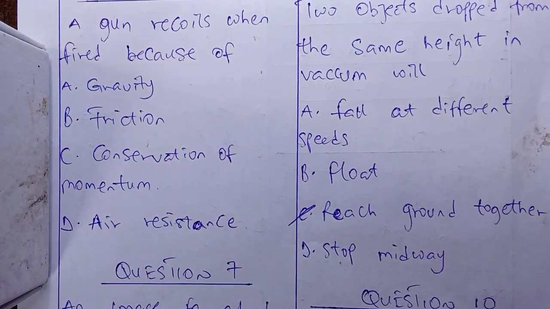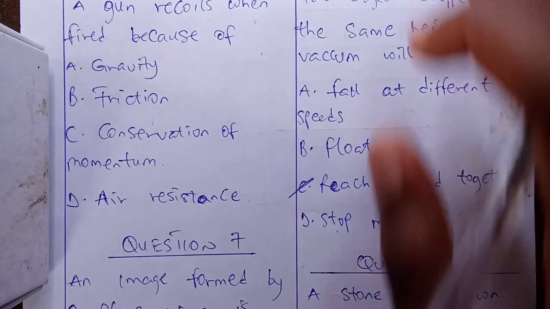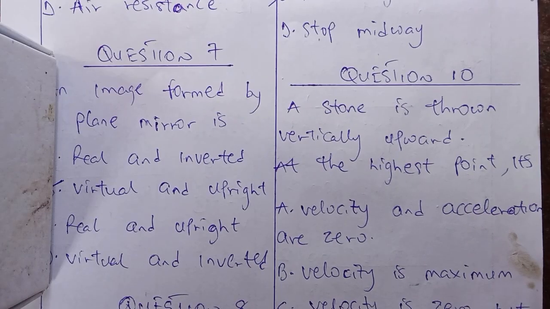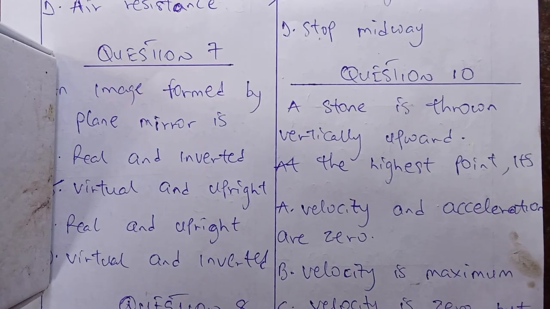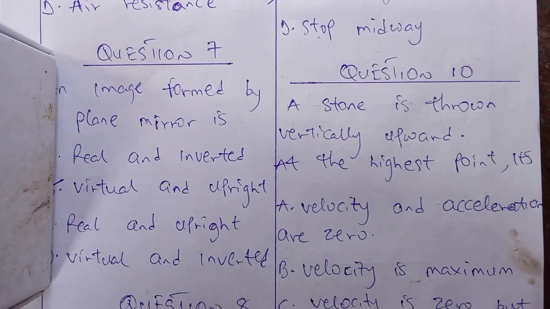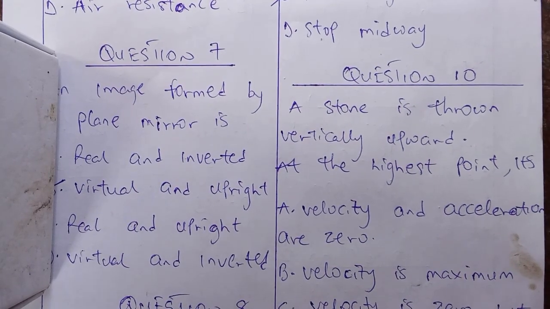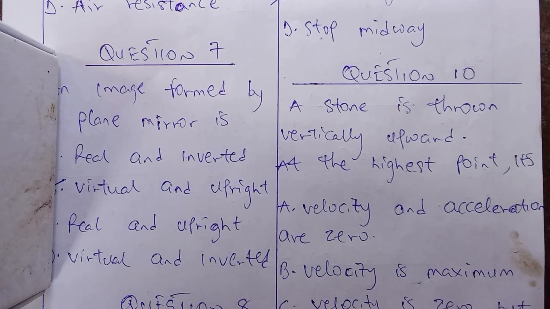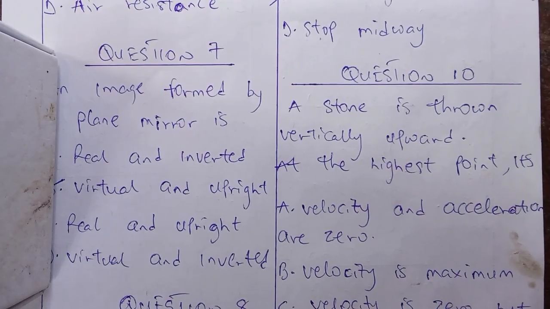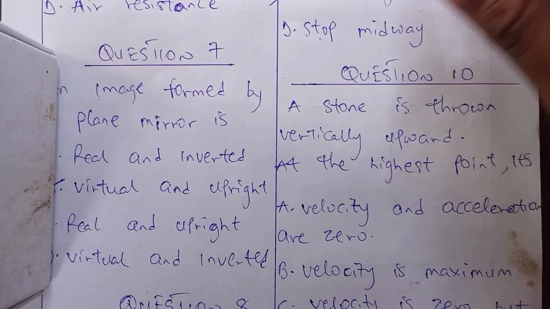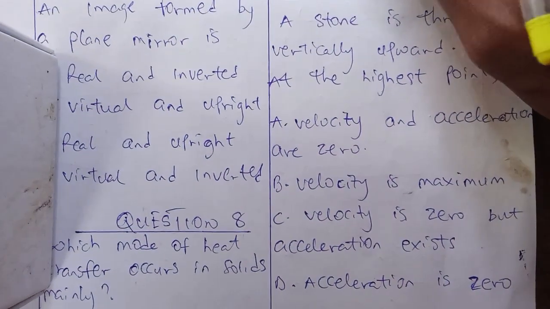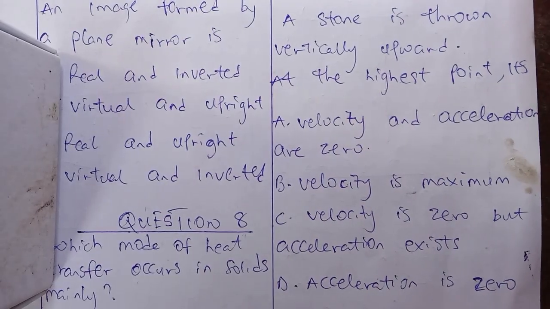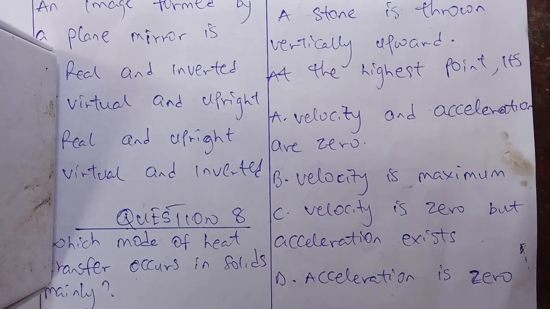So the last but not the least, question 10, which says, a stone is thrown vertically upward. At the highest point, its: option A, velocity and acceleration are 0; option B, velocity is maximum; option C, velocity is 0 but acceleration exists; option D, acceleration is 0.